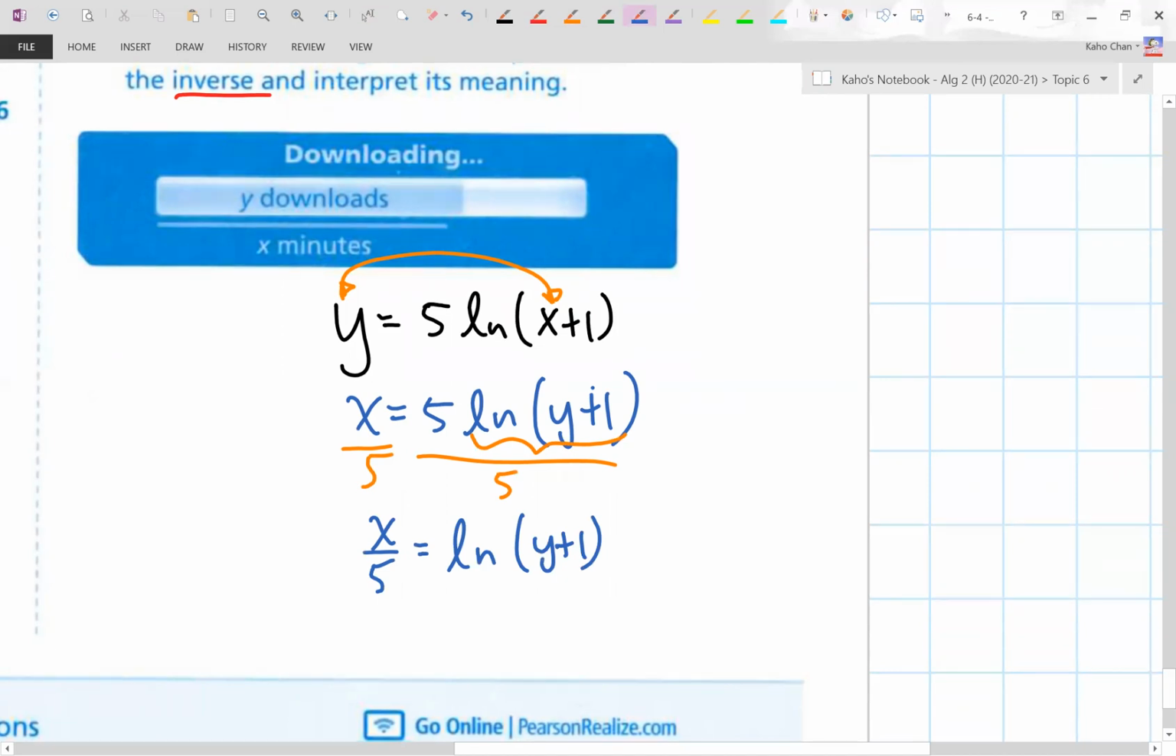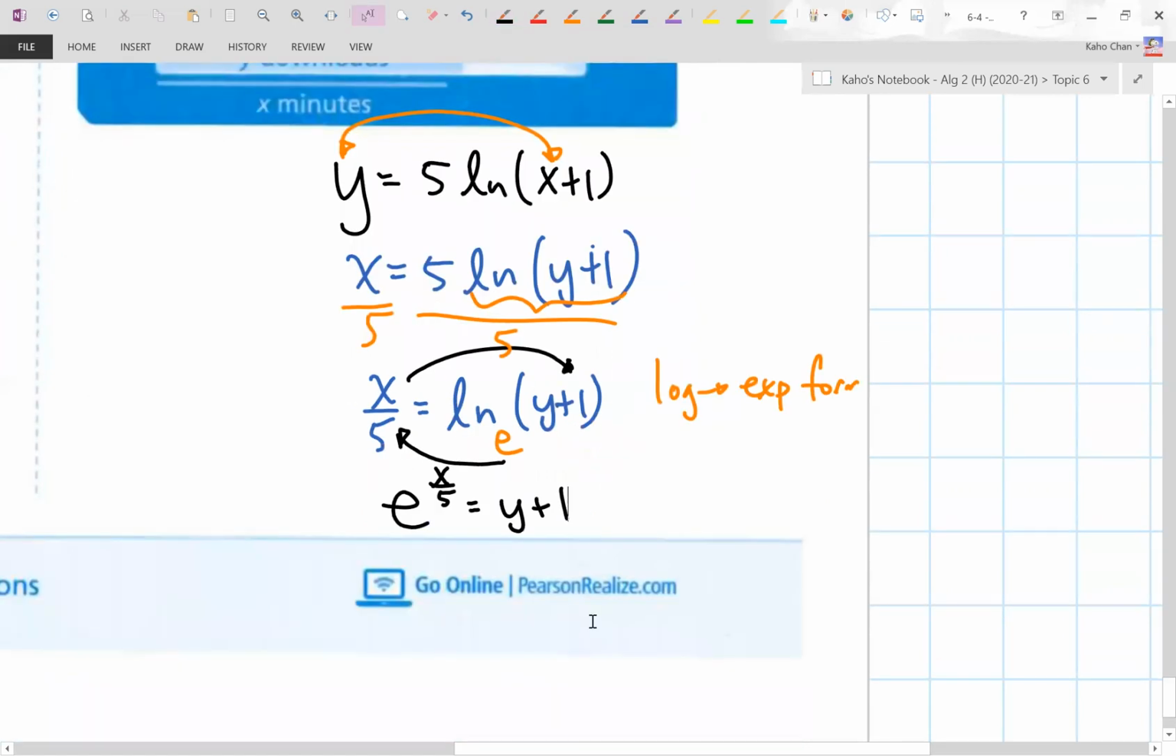All right. Now I want to convert to exponential form from log form. Right? The base. Now, ln has a base e, okay? Boomerang it to the other side, and it comes back to the argument, okay? So this is e to the x over 5 equals y plus 1, almost done. Subtract 1 from both sides. And there's my inverse, yay. y equals e to the x over 5 minus 1.